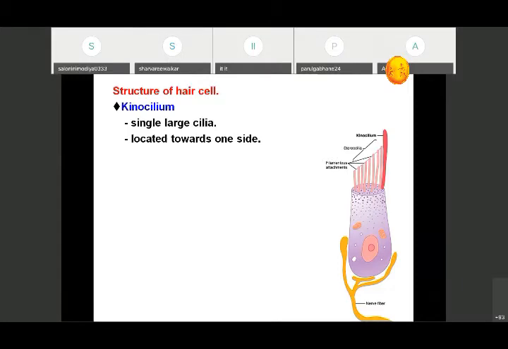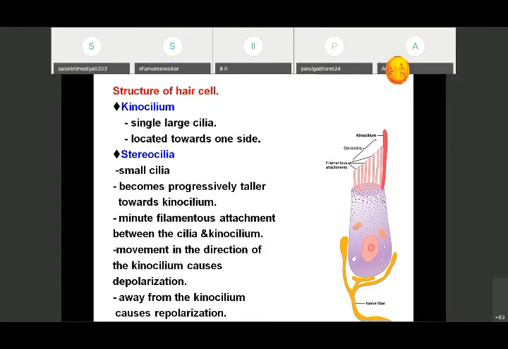So the structure of the hair cell: the kinocilium is a single large cilium located towards one side. The stereocilia are small and become progressively taller towards the kinocilium. A minute filamentous attachment is present between the stereocilia and the kinocilium. The movement in the direction of the kinocilium causes depolarization, and the movement away from the kinocilium causes repolarization or hyperpolarization. And at the base, the hair cell forms the synaptic connection.